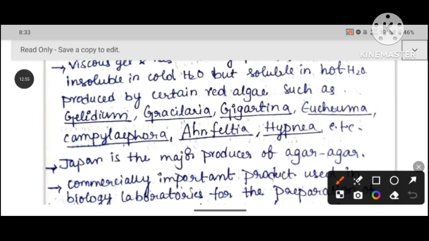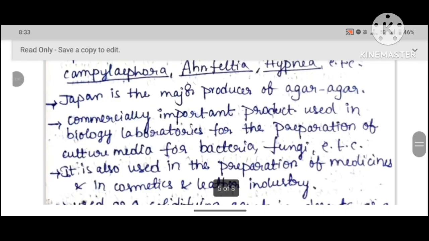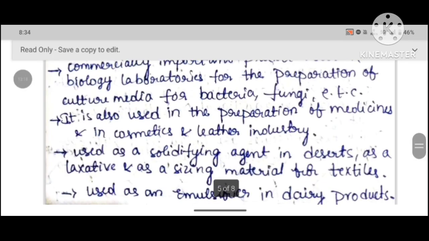The important point here is that Japan is a major producer of agar agar. It is a commercially important product used in biological laboratories for the preparation of culture media for bacteria, fungi, etc. It is also used in the preparation of medicines and in cosmetics and leather industries. Agar agar acts as a solidifying agent in desserts, as a laxative, as a sizing material for textiles, and as an emulsifier in dairy products.